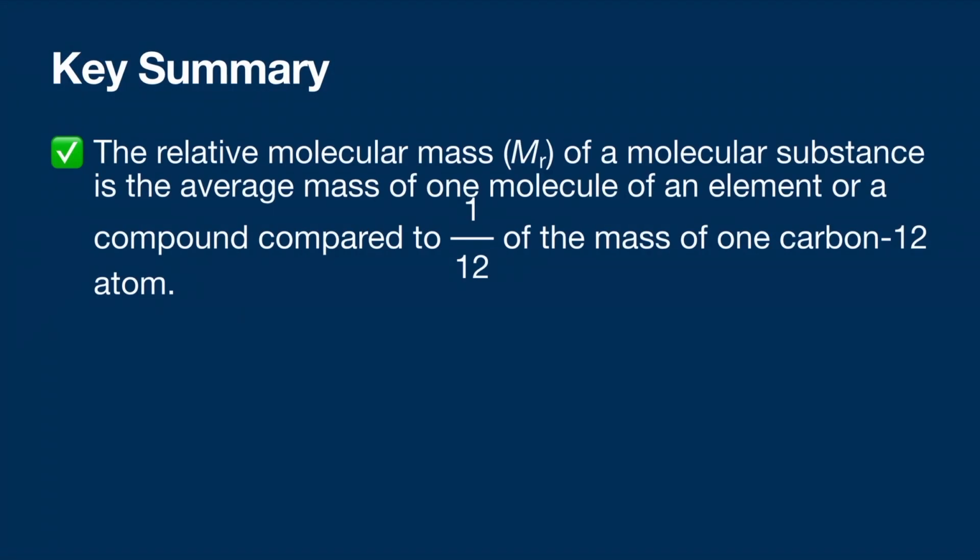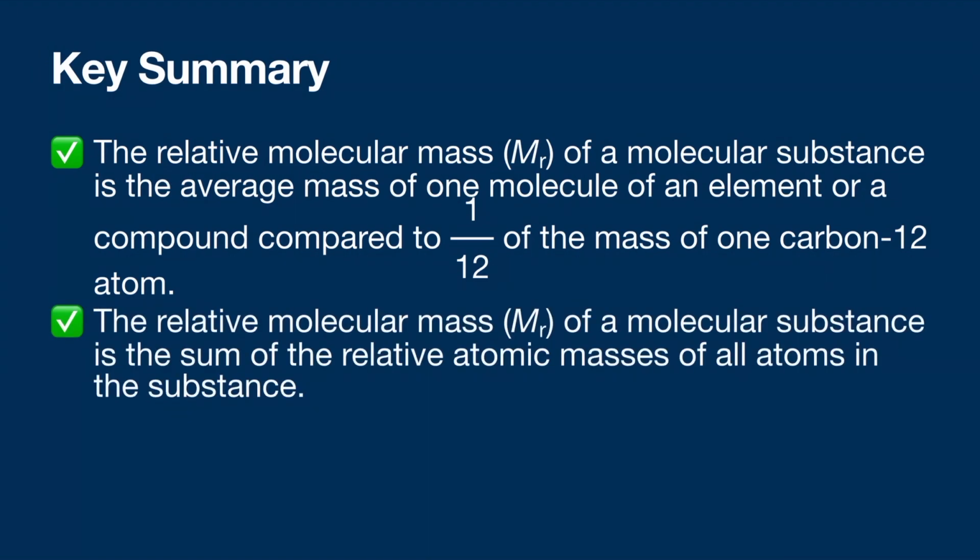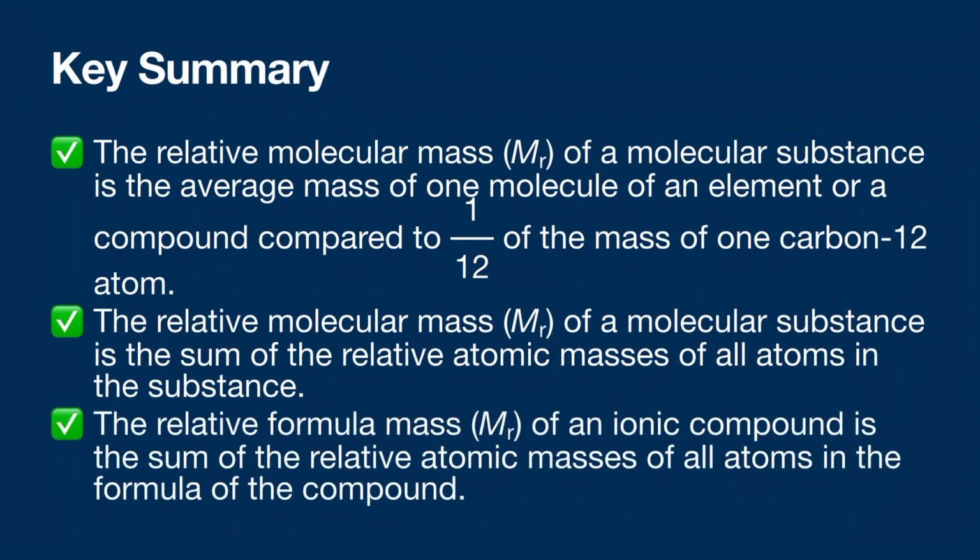In summary, the relative molecular mass, or M sub r, of a molecular substance is the average mass of one molecule of an element or a compound compared to 1/12 of the mass of one carbon atom, or carbon-12 atom. The relative molecular mass of a molecular substance is the sum of the relative atomic masses of all atoms in the substance. The relative formula mass of an ionic compound is the sum of the relative atomic masses of all atoms in the formula of the compound.